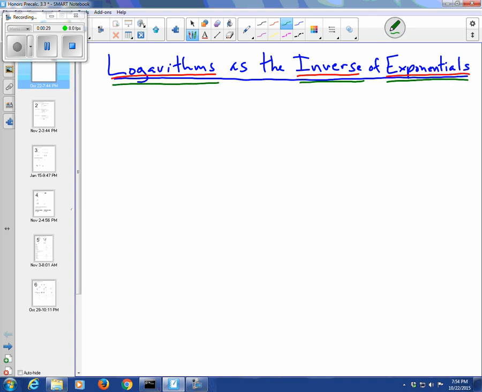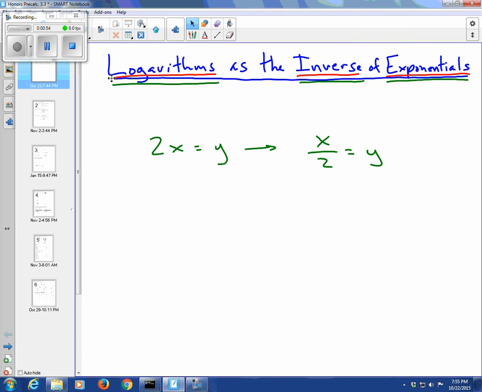Okay, so when we talked about inverses previously, what we said is inverses are two functions that basically undo each other's operations, right? So let's say we've got 2x equals y. Well, right here we could say that this is the function that multiplies by 2, right? So its inverse is going to be the function that undoes a multiplication of 2, or divides by 2, right? And so right here, let's say we've got an input of 3, right? Now, for our function, we would say 2 times an input of 3 gives us 6, or an output of 6.